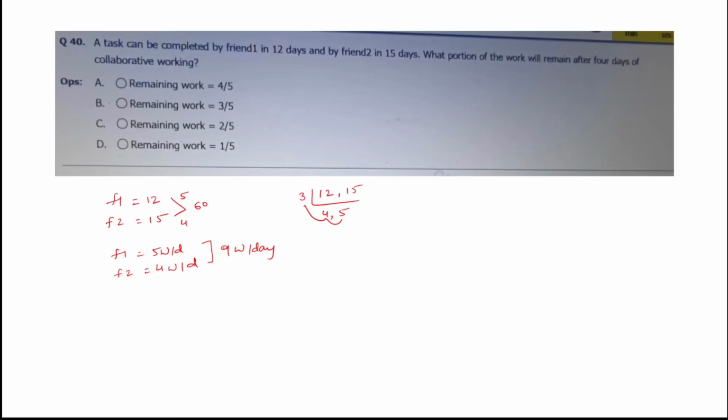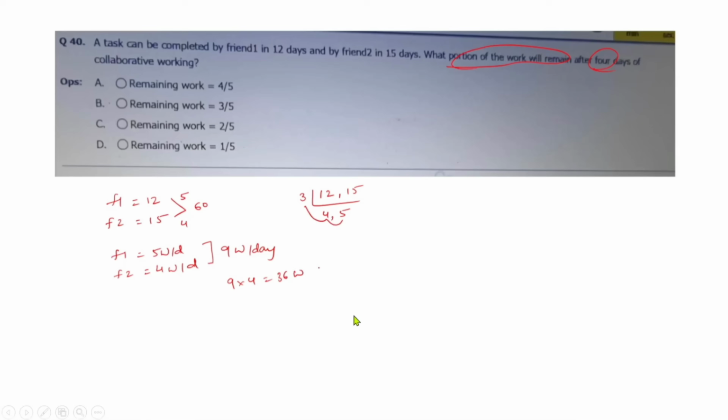And also in the question, they are telling that after 4 days, so both the friends work for 4 days, that is 9 into 4, 36 work is completed. And here in the question they are asking what portion of work will remain. So it is asking for the remaining work. So here we need to calculate the remaining work.